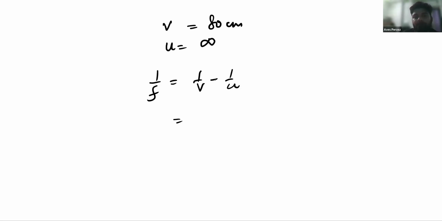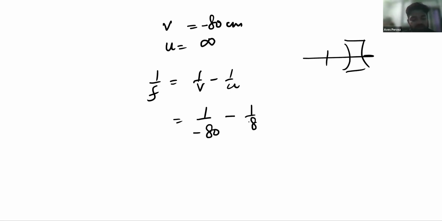Minus it. So if I talk about this one, a real image forms on the other side of the lens. But this concave lens always forms a virtual image on the same side as the object. So v will be considered as minus 80. We will write minus 80, then minus 1 by infinity. Got it?